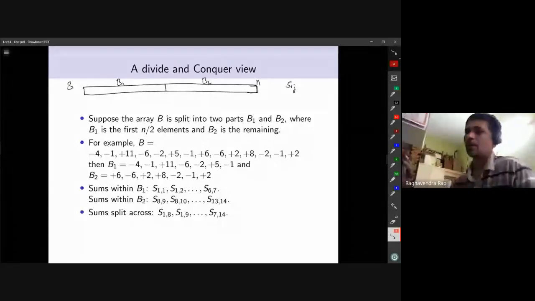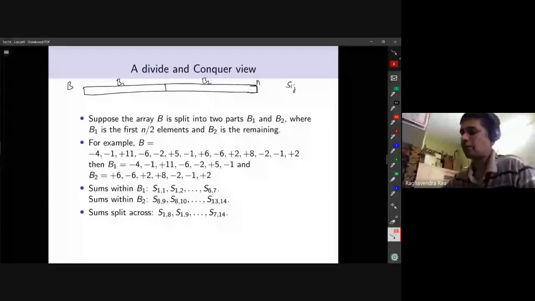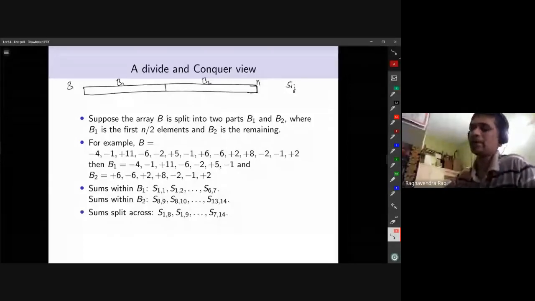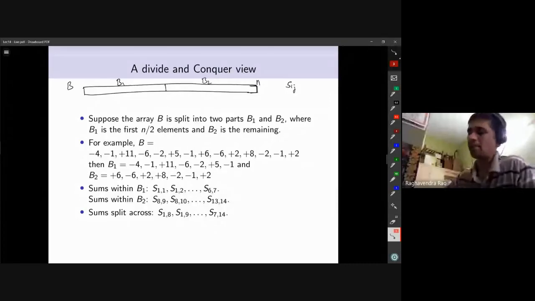Let's just think. Divide and conquer means you divide the instances, solve them independently, and then somehow merge or combine them into a solution. So now, if I were to design a recursive algorithm, how would I do it?